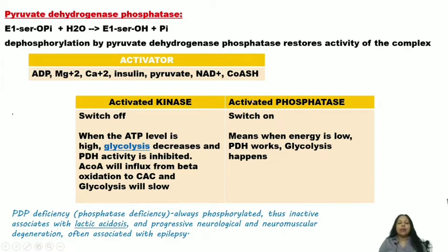Let's take them one by one. ADP: you understand that if ATP is low, this phosphatase must be in activated form, because we need to synthesize acetyl coenzyme A from pyruvate, because we need to go to the citric acid cycle to generate NADH, FADH2 and GTP, and further to oxidative phosphorylation to generate ATP. Why is magnesium ion an activator of this complex? I am going to explain this, and please be very careful.